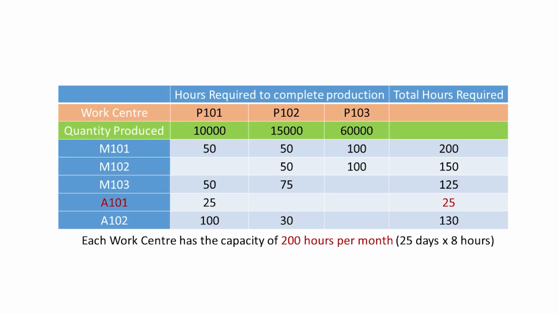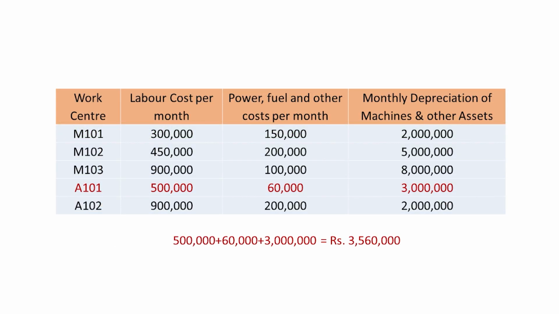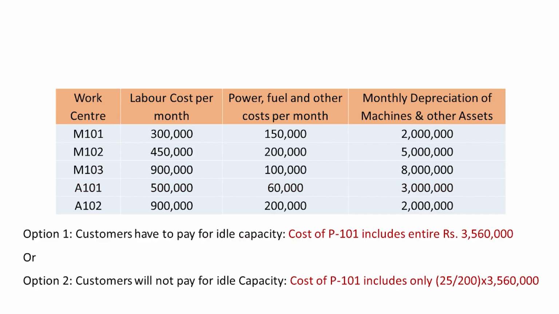Let us consider the assembly shop 101, where the idle capacity is the largest. Only product P10 requires assembly shop 101. The total cost of the center is 3.56 million. Do we need to charge the entire cost to the product or only 1/8 of the total cost, that is 25 by 200? Here there is no right or wrong answer.